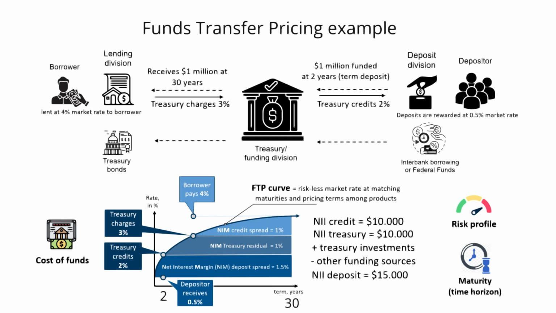This simplified example illustrates how FTP can be used to allocate funding costs internally within a bank, ensuring that each business unit understands the cost of funds and can make informed decisions about its operations. Keep in mind that in real-world scenarios, FTP involves more complexities, such as considering all kinds of maturity and risk profiles of funds, and that may involve the use of sophisticated models and the respective systems for accurate pricing.